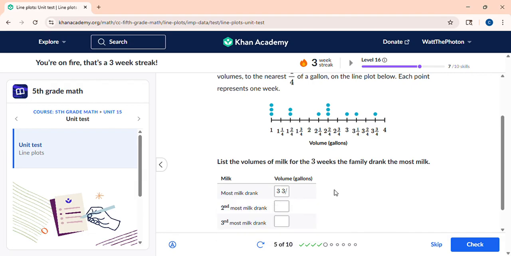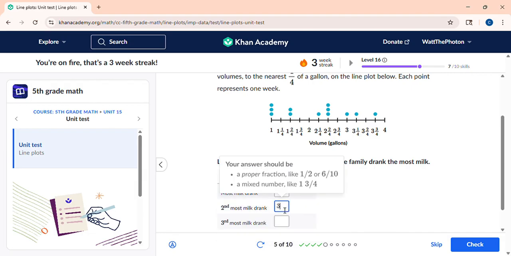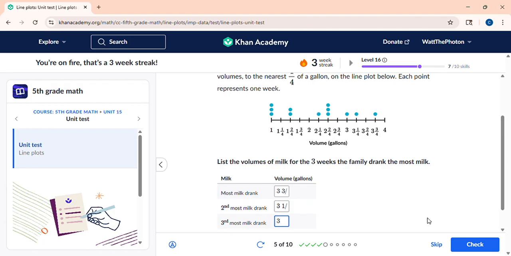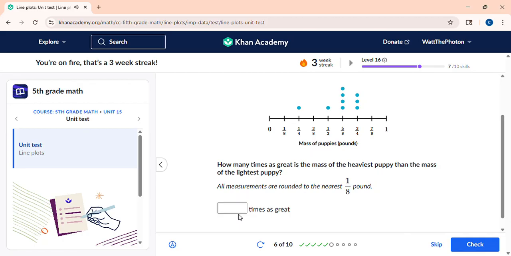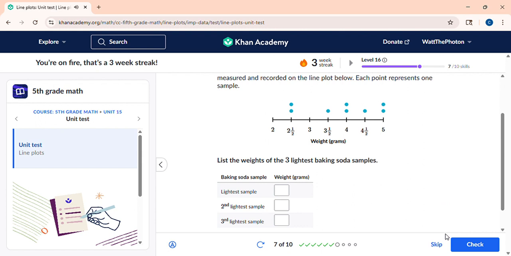3 3/4. 3 1/4. 3. 3 times as great, or the mass of the heaviest puppy is 3 times that of the mass of the lightest puppy.